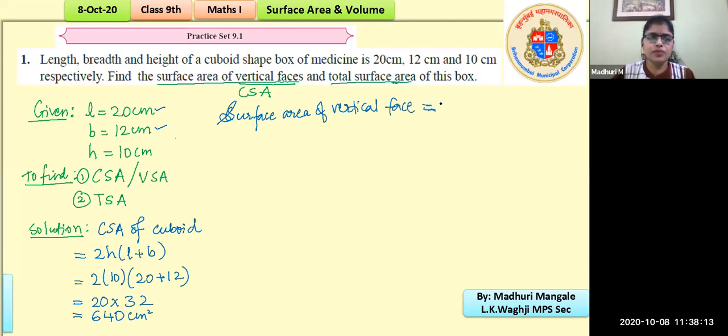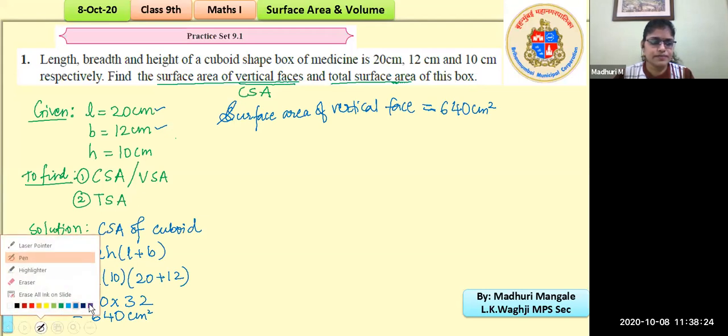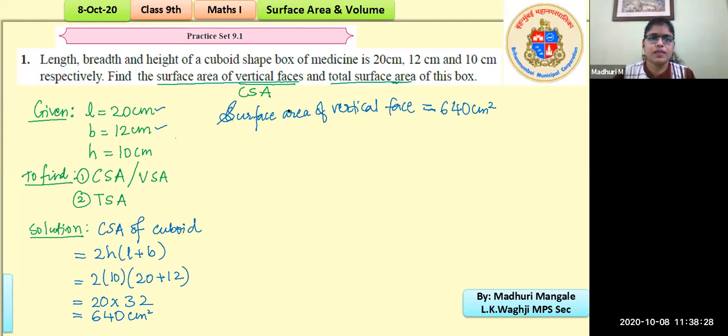That is equal to 640 centimeter square. And now we will work on finding the TSA, the total surface area. So the second part now, the TSA or the total surface area, which is twice of LB plus BH plus HL. Everyone, please solve it with me.